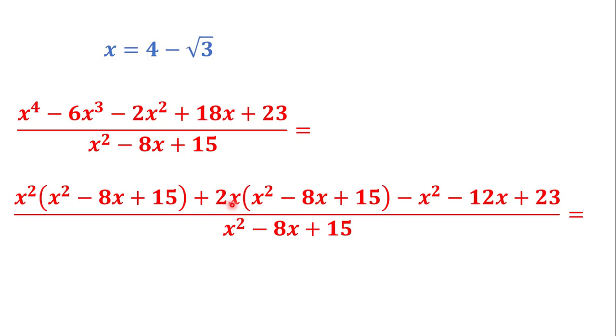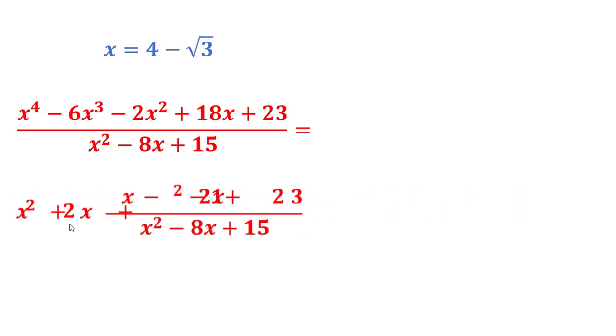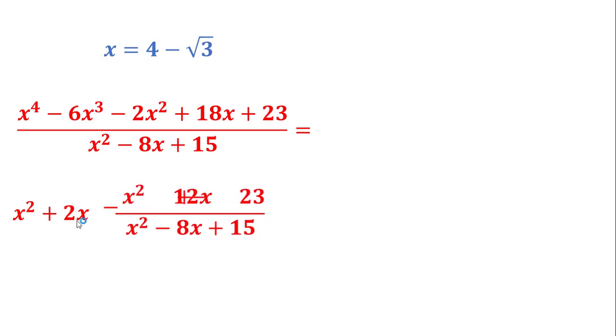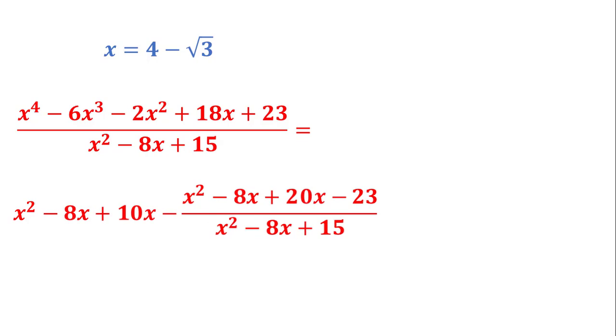And if we divide 2 times x squared minus 8 times x plus 15 over x squared minus 8 times x plus 15, we're going to get 2 times x. So we're going to get x squared plus 2 times x plus minus x squared minus 12 times x plus 23 over x squared minus 8 times x plus 15. We can factor out minus 1 from the numerator, and 2 times x can be written as minus 8 times x plus. So we're going to get this expression.